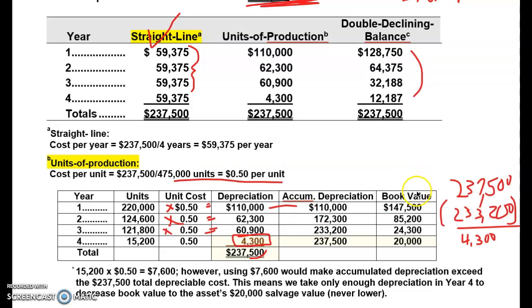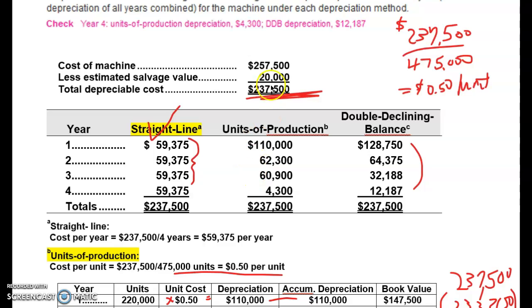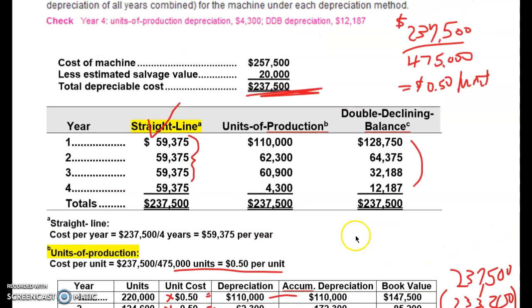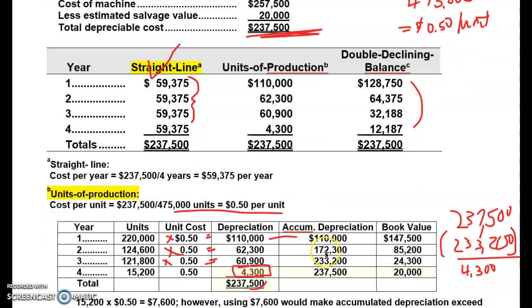I haven't talked about book value. 257.5 minus 110 is 147.5. 257.5 minus 172.3 is 85.2. Same thing for 3. And then just for 4, just to make sure I make the point, I'm sorry, 257.5 minus 237.5 is 20.